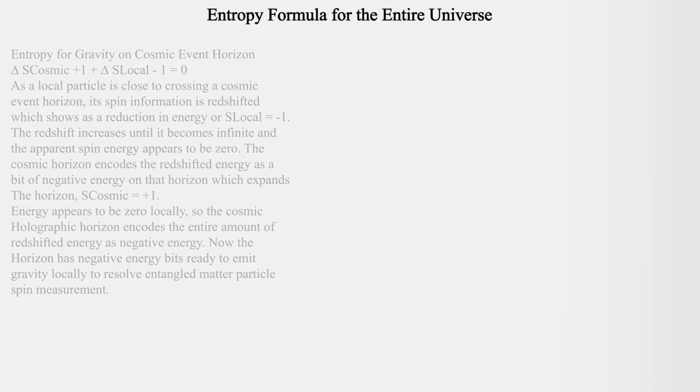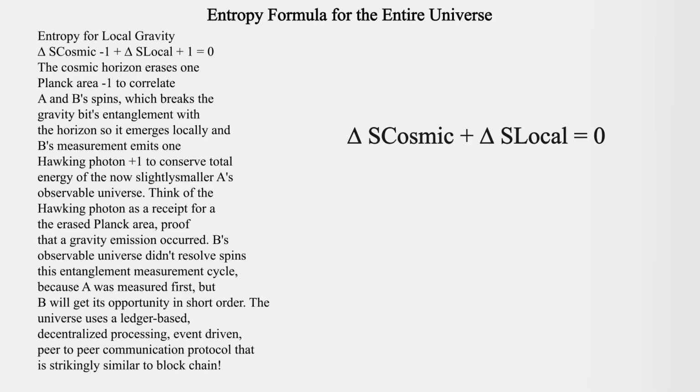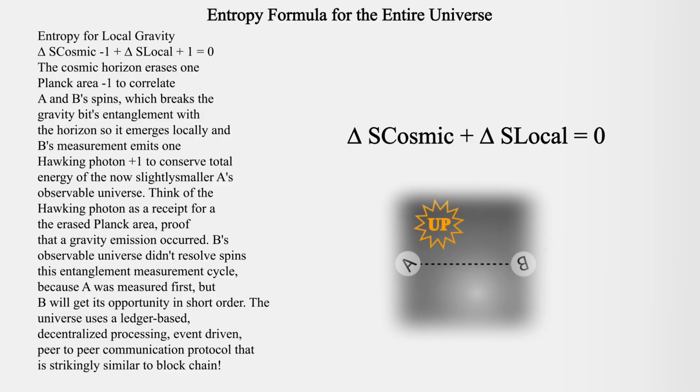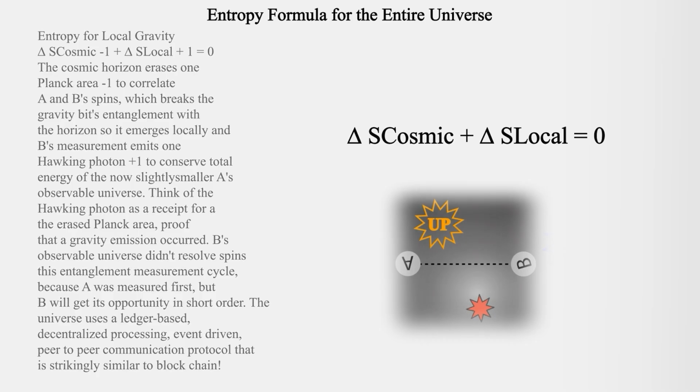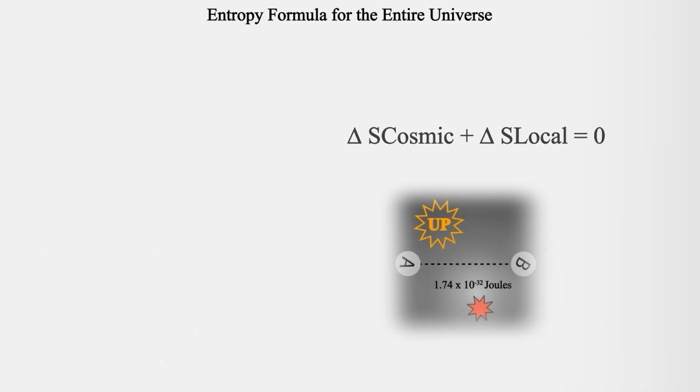Now, this is the entropy formula reversing for gravity emission. In this case, the cosmic horizon will shrink by 1 unit, and then local will add 1 unit of entropy. So the cosmic horizon erases 1 Planck area, -1, to correlate A and B's spin, which breaks the gravity bit's entanglement with the cosmic horizon so that it emerges locally, and B's measurement emits 1 Hawking photon, +1, to conserve total energy of the now slightly smaller A's observable universe. Think of the Hawking photon as a receipt for an erased Planck area, proof that a gravity emission occurred.